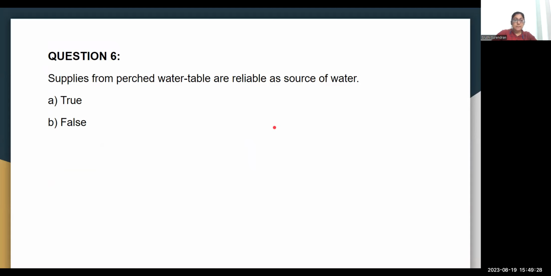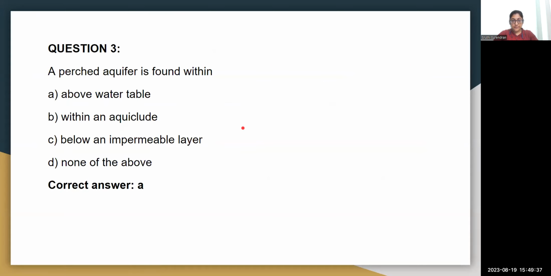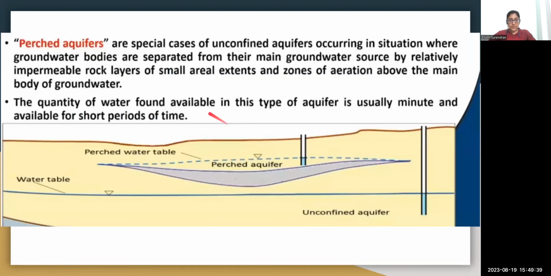So supplies from a perched water table are not reliable sources of water. The answer is false. It is because, like I said in the earlier slide, the quantity of water found available in this type of aquifer is always minute and available for only short periods of time. So this water is not a huge quantity when you compare it to the unconfined aquifer. There will be small rock surfaces on top of which water will get in between the soil, on top of which water will get accumulated.